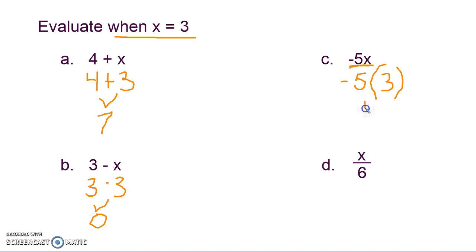So now we have negative 5 times 3. I know it's a negative times a positive, so I know the answer is going to be negative. And then I have 5 times 3, which is 15. So negative 5x when x equals 3 is negative 15.